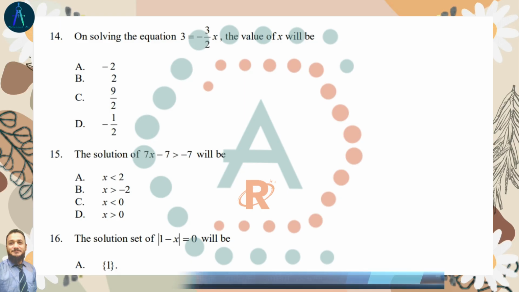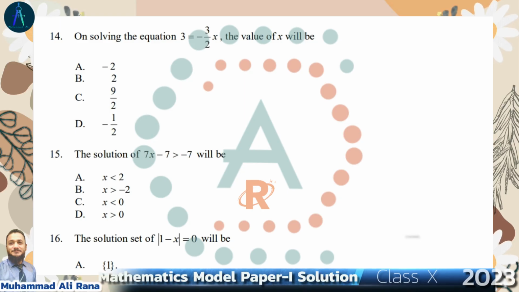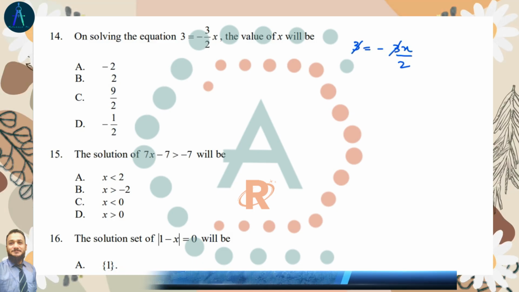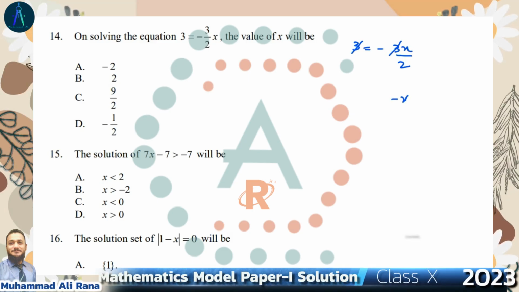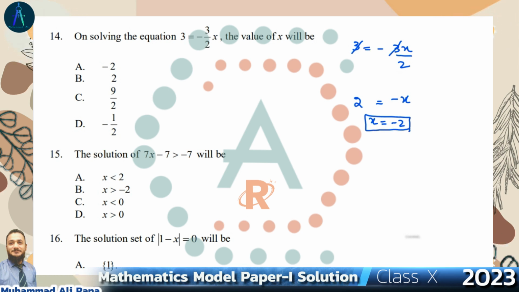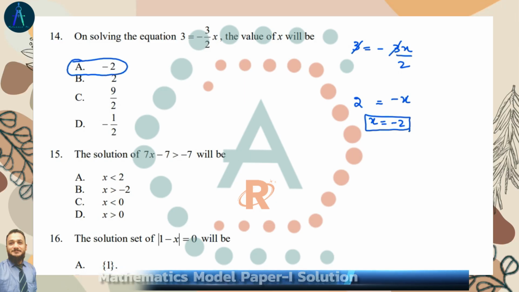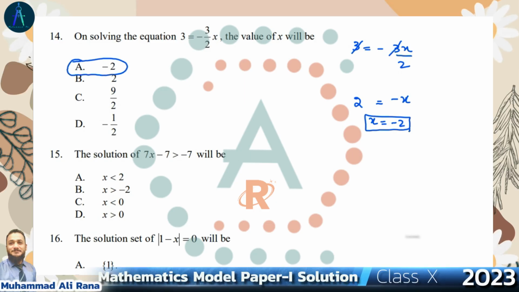Then we have an equation, linear equation, जिसे हमें solve करना है to find the value of x. So 3 is equals to minus 3x over 2. 3 and 3 will be cancelled out, so minus x will be equals to 2, or we can say x is equal to minus 2. So the right answer is option A.